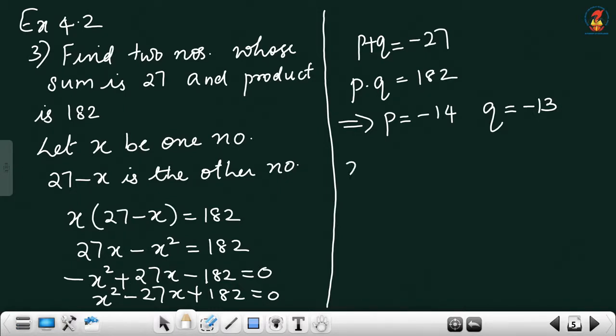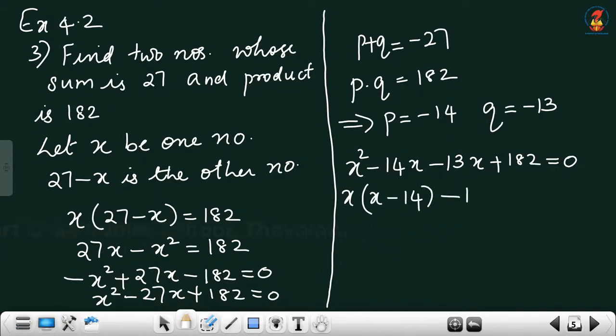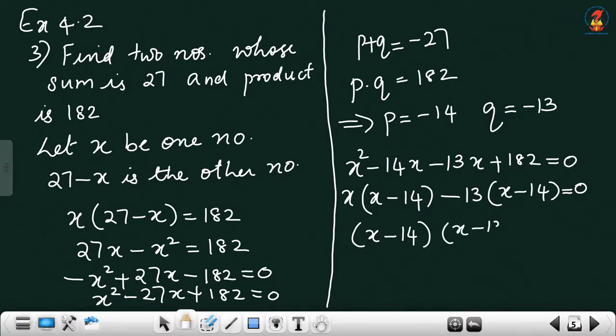So we can split this as x square minus 14x minus 13x plus 182 equal to 0. So from these two we can take out x, so x minus 14. Here you can take out minus 13, so again x minus 14 equal to 0. So x minus 14 is common. Take out x minus 14 into x minus 13 equal to 0. This implies x is equal to 14 and x is equal to 13.